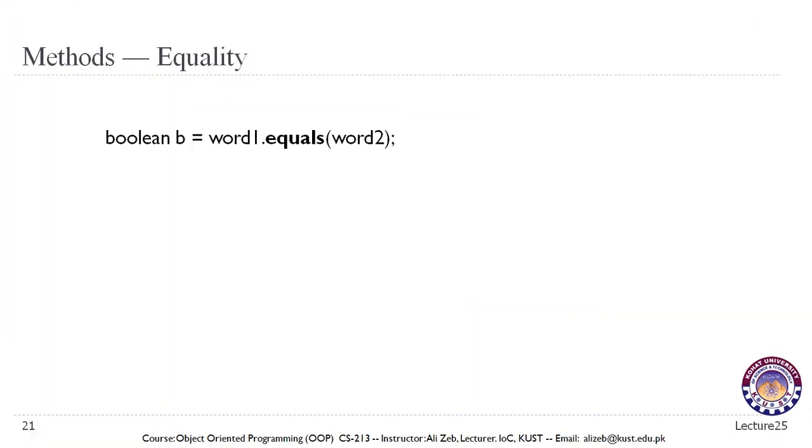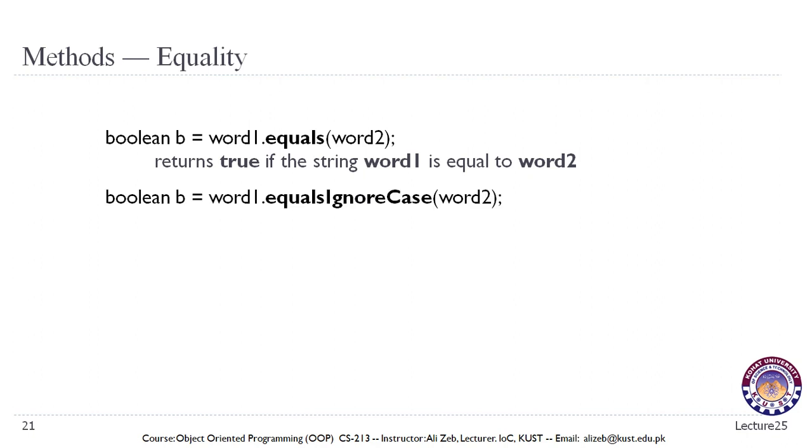We have also methods for measuring the equality of strings. Now we have this method equals, and it returns a boolean value: true if the string word 1 is equal to word 2. Boolean B, word 1 equalsIgnoreCase word 2, will ignore the case of the strings and try to compare if they are the same strings. Returns true if the string word 1 matches word 2, case blind.